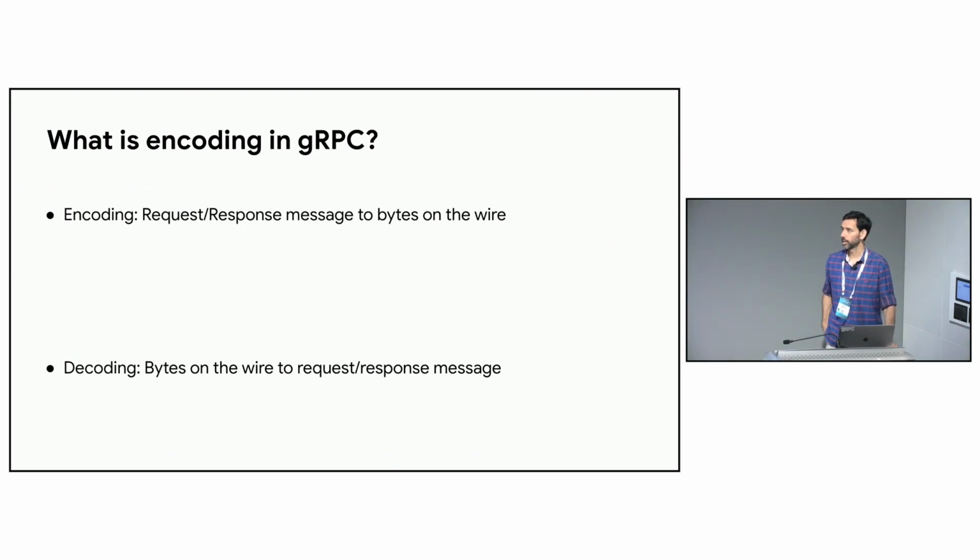So what is encoding? At a very high level, encoding is converting your request or response messages, which are usually proto messages, into bytes that can be sent on the wire. And decoding is basically the opposite of that, where you get bytes from the wire and you have to convert them back into your proto messages.